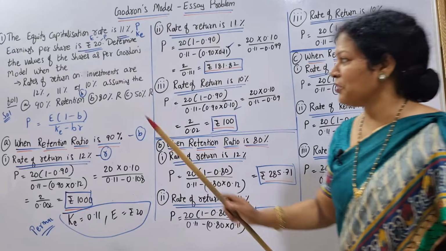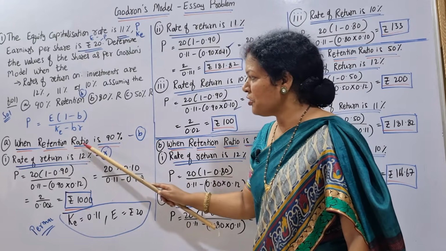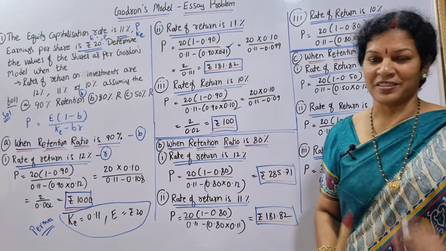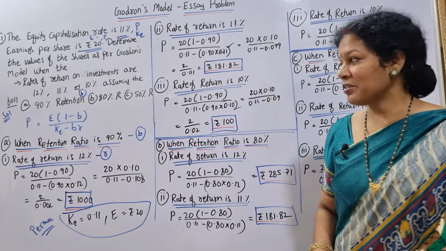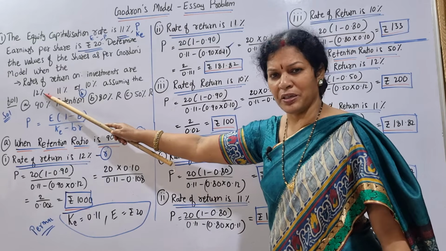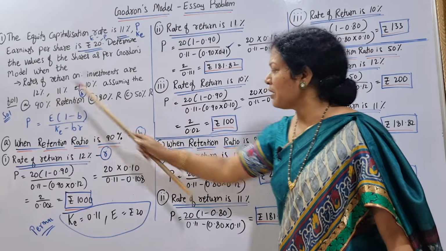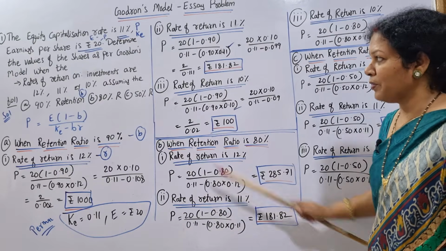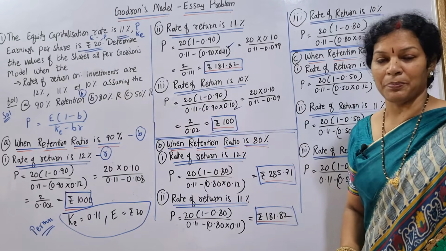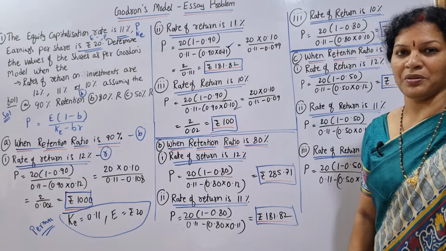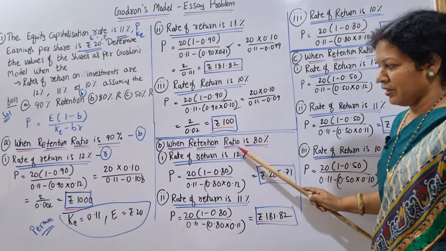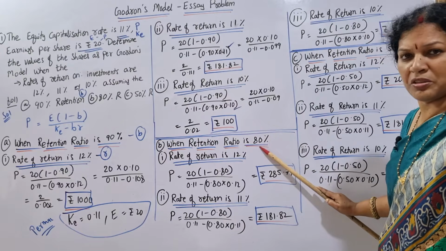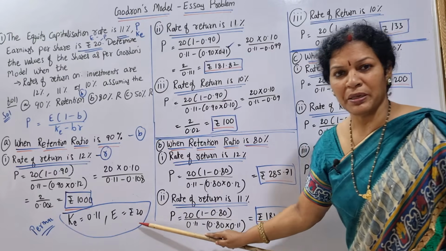In the same fashion, when the retention ratio is 80%, I kept a heading. Once again we have to do the rate of return on investment: 12%, 11%, 10%. Separately you have to do. So when the rate of return is 12%, the retention ratio is 80%, and these two are permanent.